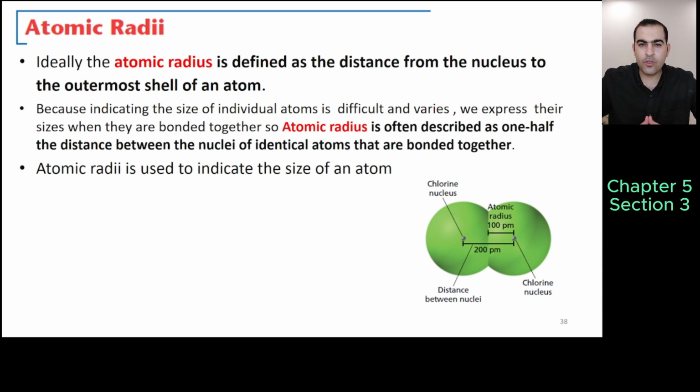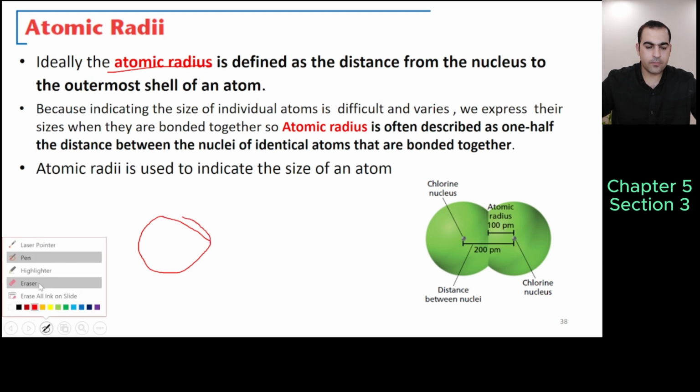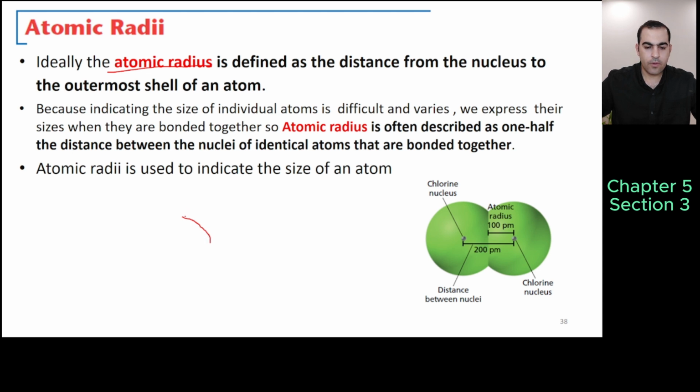Let's start. Atomic radii, you remember that in chapter 3 we talked about when we measure the size of an atom. An atom has a size, so we must know the radius, atomic radius, right? Ideally, the atomic radius is defined as the distance from the nucleus to the outermost shell of an atom. Look, we have an atom. We know an atom has a nucleus. The distance from the nucleus to the outermost shell, for example, we can have two shells, but the distance from the nucleus to the outermost shell means the valence shell. So this is called atomic radius or atomic radii.